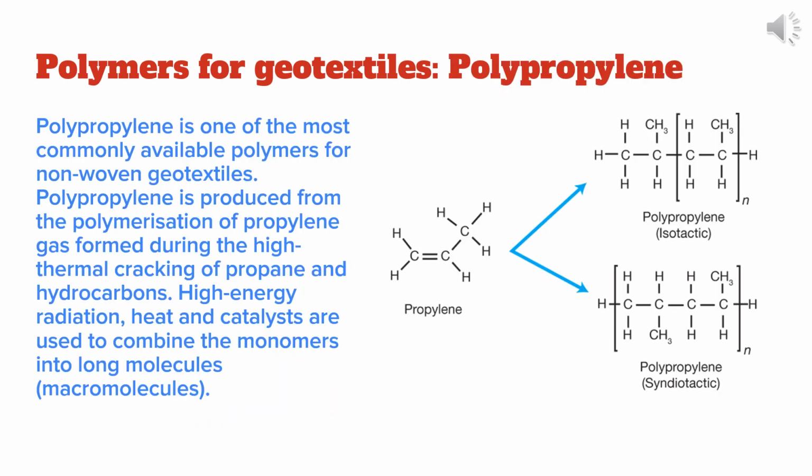Polypropylene is one of the most commonly available polymers for non-woven geotextiles. Polypropylene is produced from the polymerization of propylene gas formed during the high thermal cracking of propane and hydrocarbons. High-energy radiation, heat, and catalysts are used to combine the monomers into long molecules, or macromolecules.